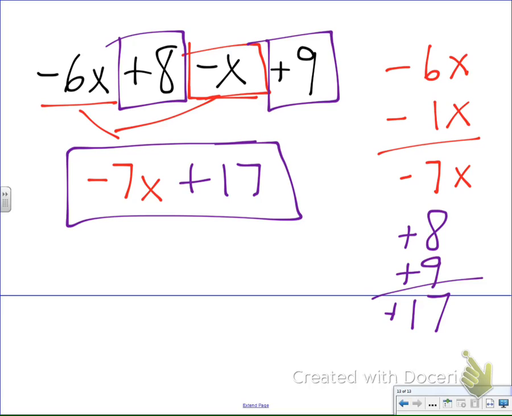Now, it should be noted that just because there's an x there doesn't mean we combine them. So if I have -2x plus 3x squared, I can't combine these x's because this is a regular x and this is an x squared, right? So they have to look exactly the same. And that's your basics on combining like terms.